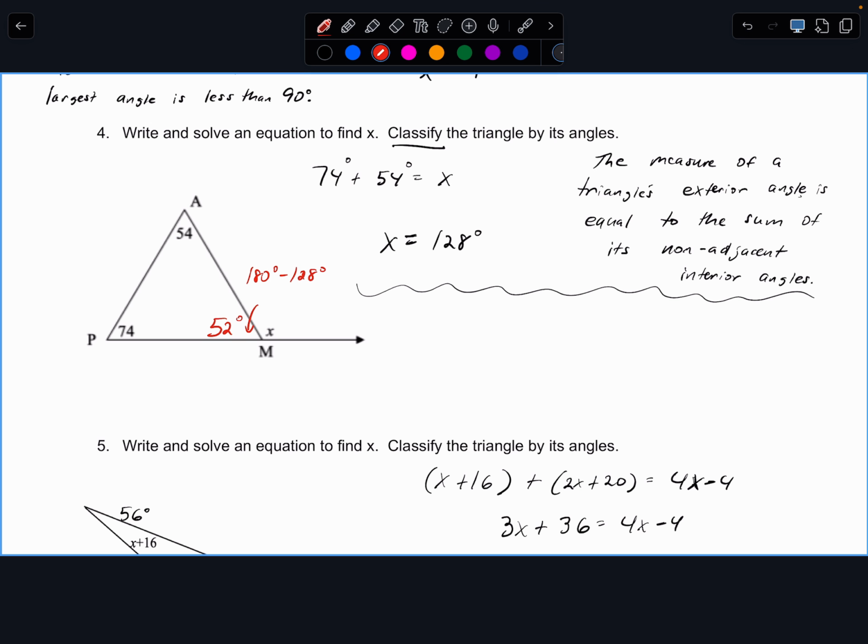Okay, and again, looking at all 3 of these, I care about the largest one. What do you notice about that largest one? It's less than 90. So again, this is acute.